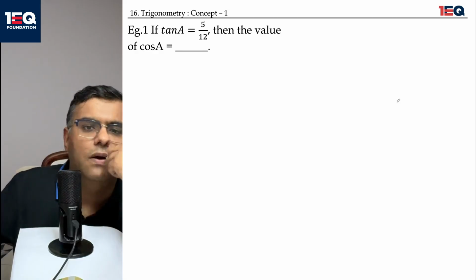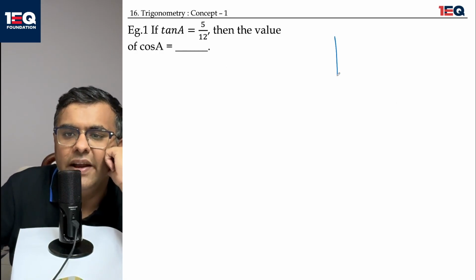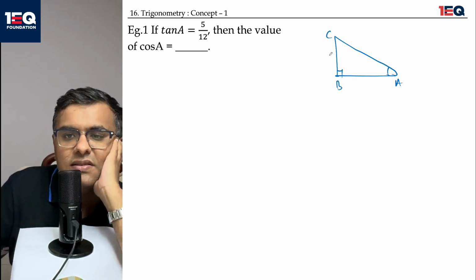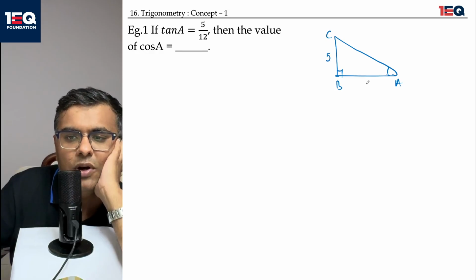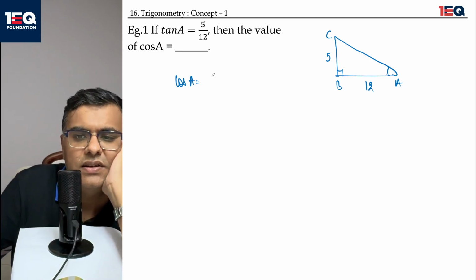Now, tan A has been given as 5 by 12. I need to find the value of cos A. This is triangle A, B, and C. In this triangle, tan A means 5 upon 12, opposite upon adjacent. What about cos A? Cos A stands for adjacent upon hypotenuse, AB upon AC. The value of AB is 12.